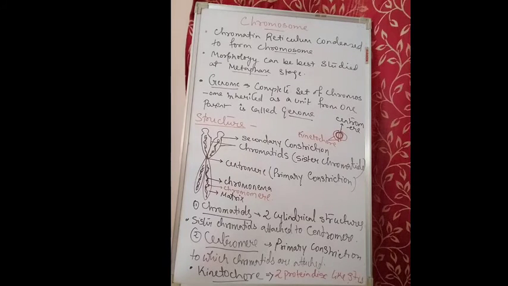The number of chromosomes present in a gamete, which is either a sperm or an ovum, is called the genome. Or else you can say the complete set of chromosomes inherited as a unit from one parent is called the genome. That means the gamete that is transferred from one parent is known as the genome.